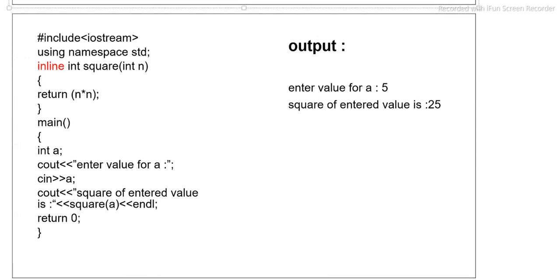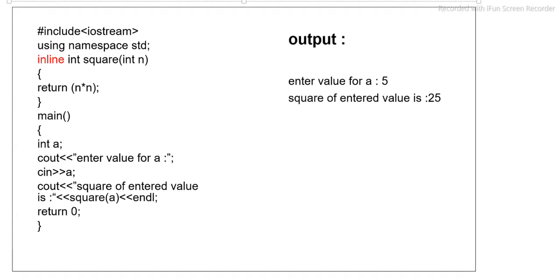So this is an example where an inline function is used. So #include iostream, using namespace std. These are the parts of a C++ program. Here a main function we have taken. In the main function, one integer variable a is declared, and we have entered the value for a using cout, then cin a, we have stored the value for a. Then, square of the entered value is, so here the square function is called. During this function call, the inline function will be expanded here only. So this function call will expand this inline function here.